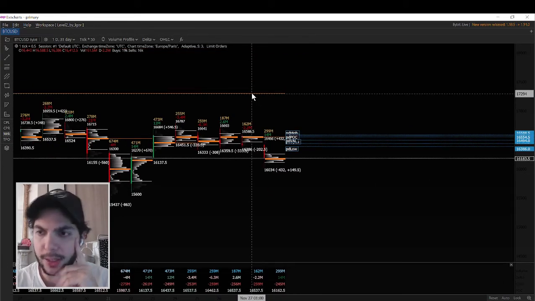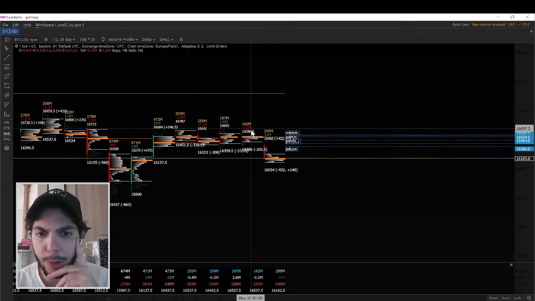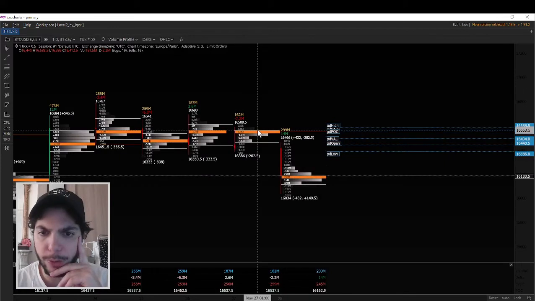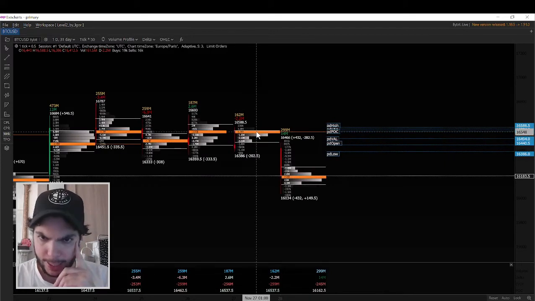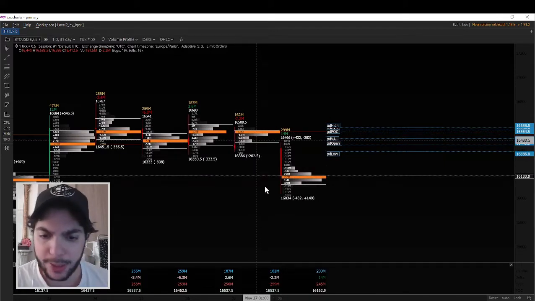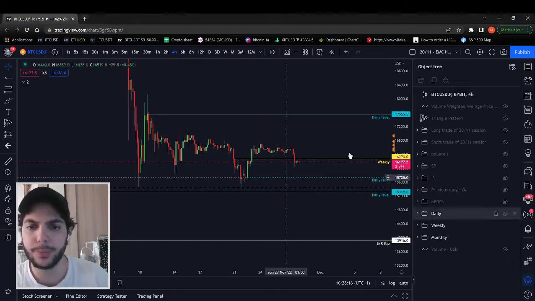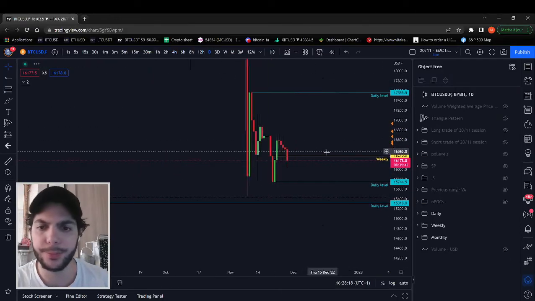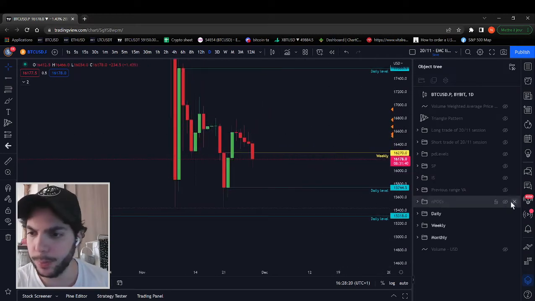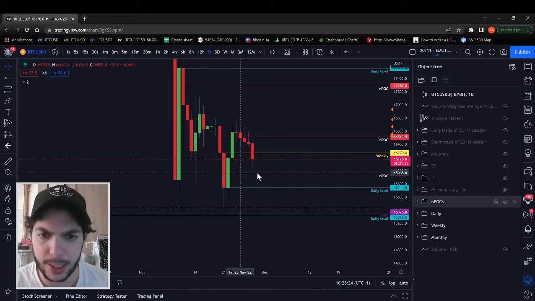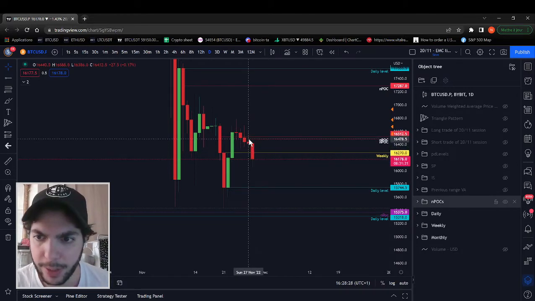This is our short setup from last week, okay? And now we created a new one. This was the triangle formation, and we created a new point of control right there, which is very interesting. I'm going to tell you why later on. 16,537. Let's put it on. So let's just put our naked point of control right there. So it's probably here, 537.